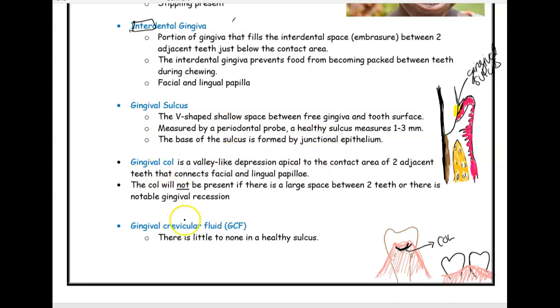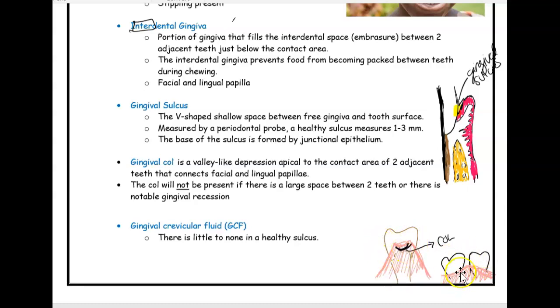All right, we'll move on to gingival col. So here we see a tooth, and this is your gums. When we're looking at this area, if you're looking at the gums, you can see a valley-like depression. You can see that indent that I've highlighted in black. That is known as your col. It's basically found when you have two teeth touching together, and you look at the cross section, you'll see an indent over here, and that indent is known as a col.